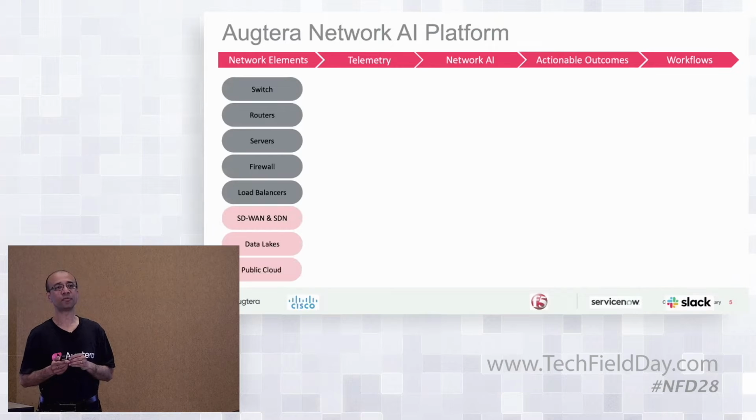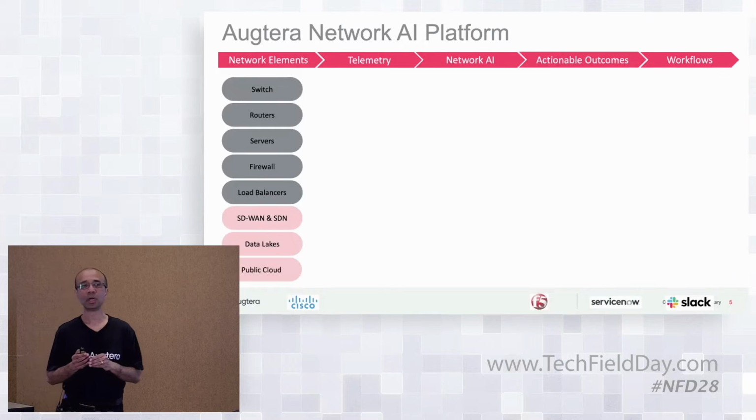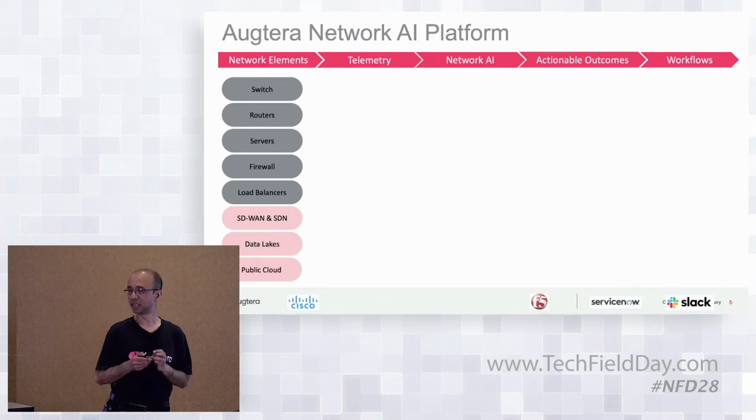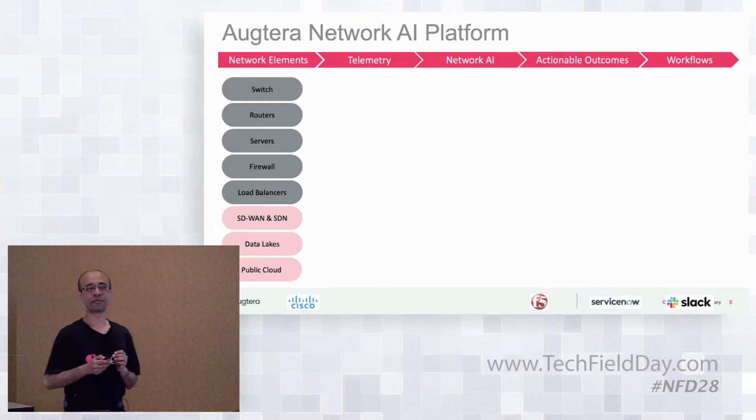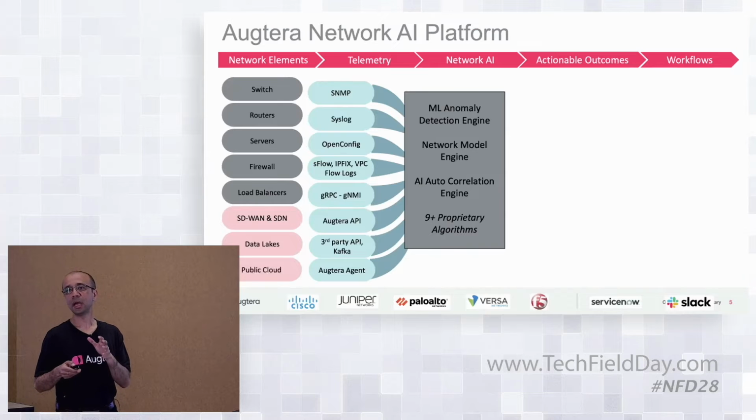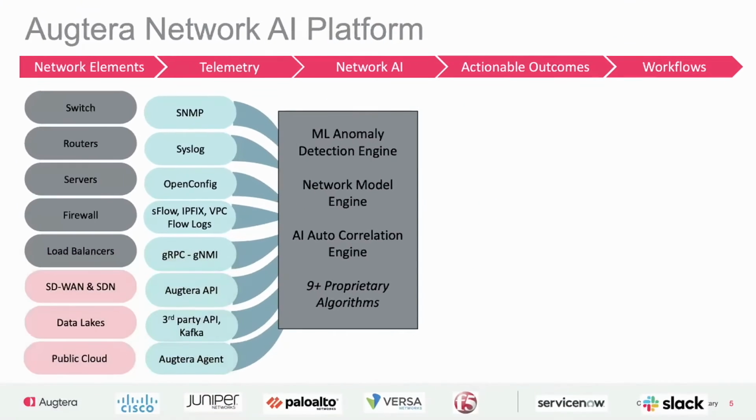So we take data from various parts of the infrastructure: switches, firewalls, routers, load balancers, servers, physical or virtual, as well as from public cloud, SD-WAN, software-defined networking, data sources, data lakes. And we take this data using a homegrown ingestion pipeline. We'll get into it more in our deep dive, which is highly scalable and very, very cost effective.